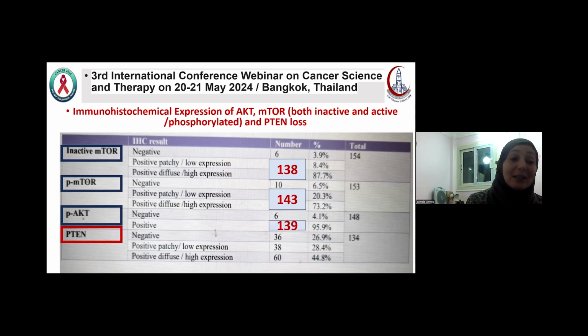And for PTEN loss, it was either negative, complete loss, or patchy expression. So there are some tumor cells that lost PTEN. Whether the patchy loss denotes the appearance of a more aggressive subclone needs further study. But the total number of the cases with negative or low expression, that means in some of the tumor cells lost PTEN expression, was about 74 cases.